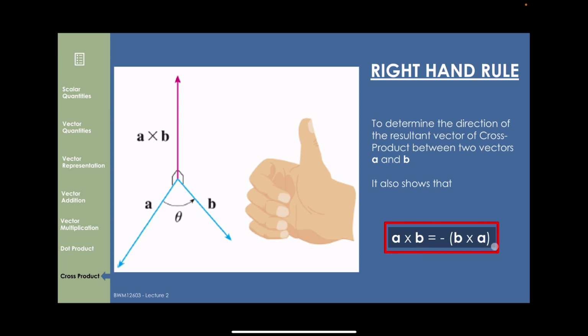It is not commutative like the scalar or dot product. a dot b was equal to b dot a, but a cross b is not equal to b cross a. a cross b is equal to minus b cross a.